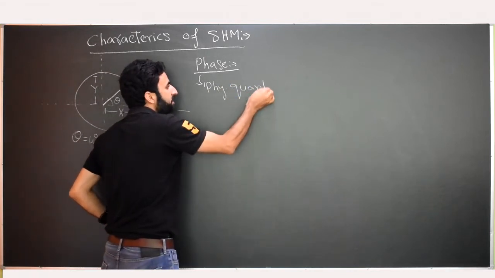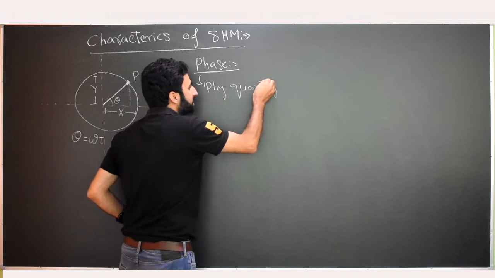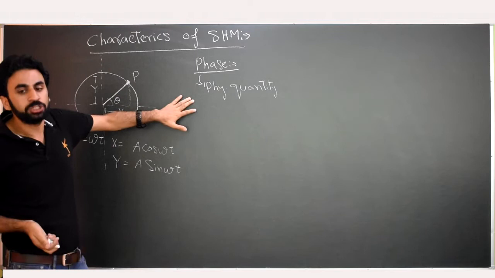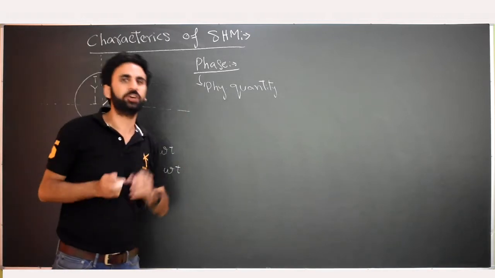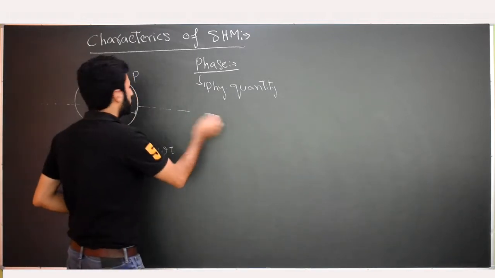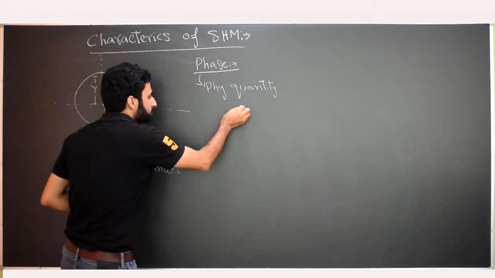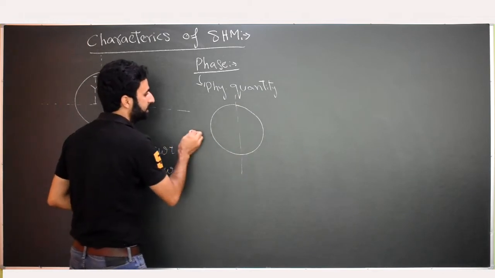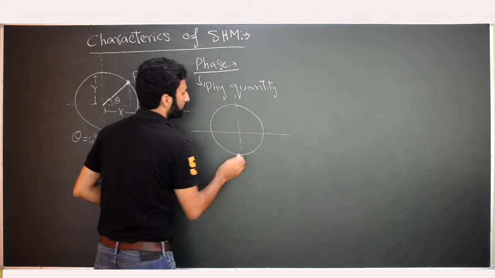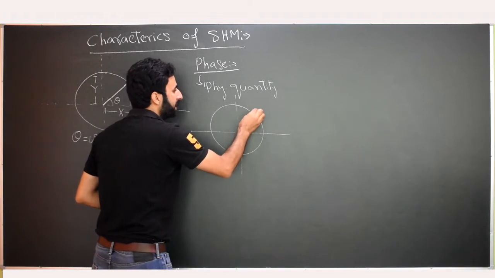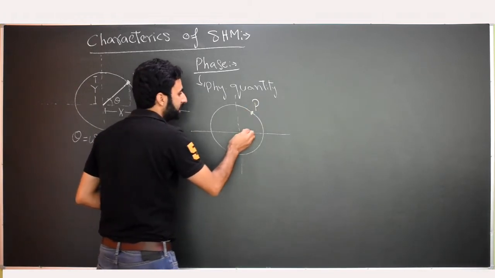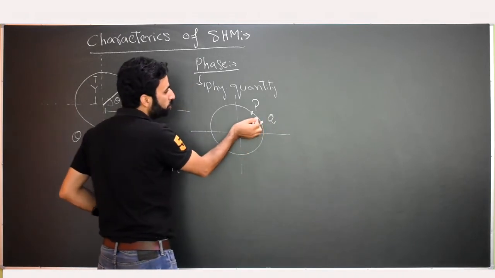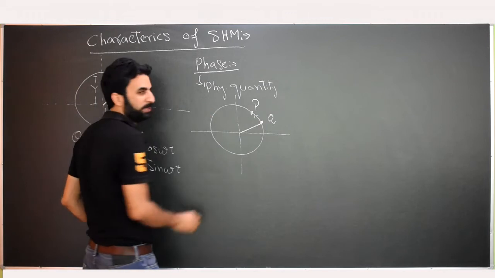This phase is a physical quantity which gives us the position and configuration of a particle executing simple harmonic motion at any instant of time. Now let us, for the sake of argument, make the same representation in this way. Suppose the particle was initially here, let's call it Q, and from Q, the particle has moved to position P.